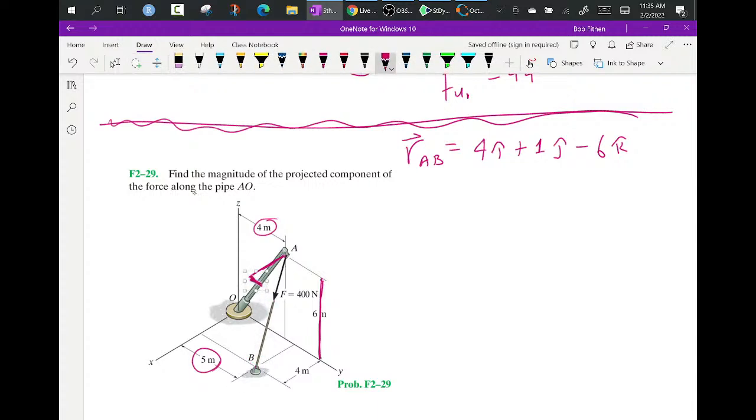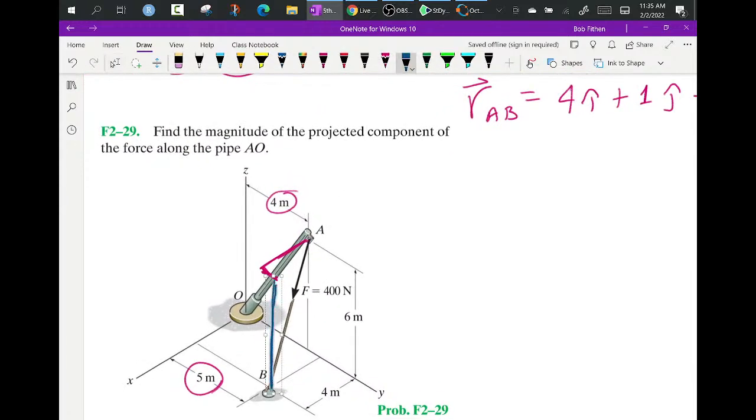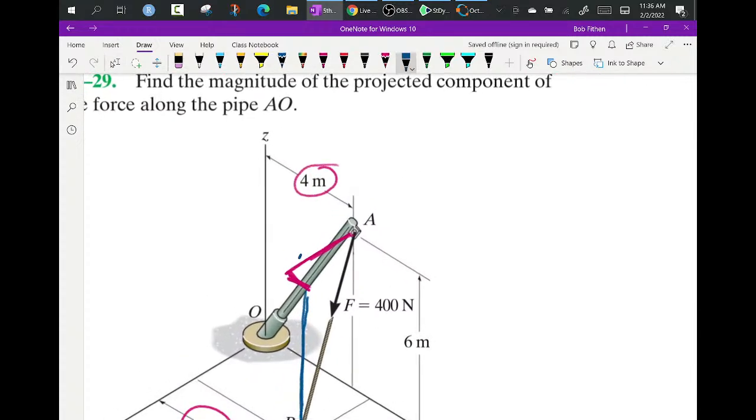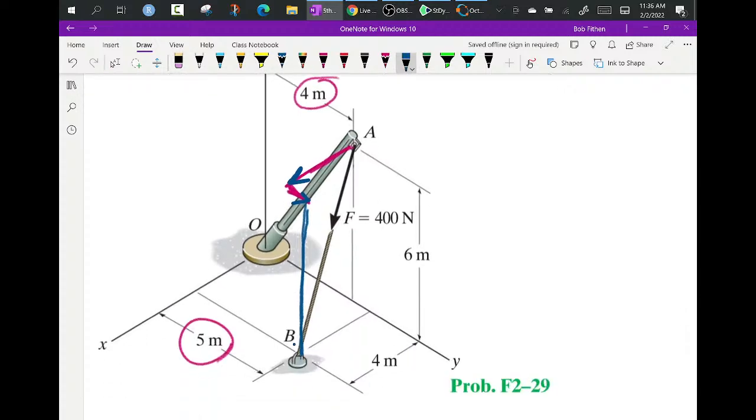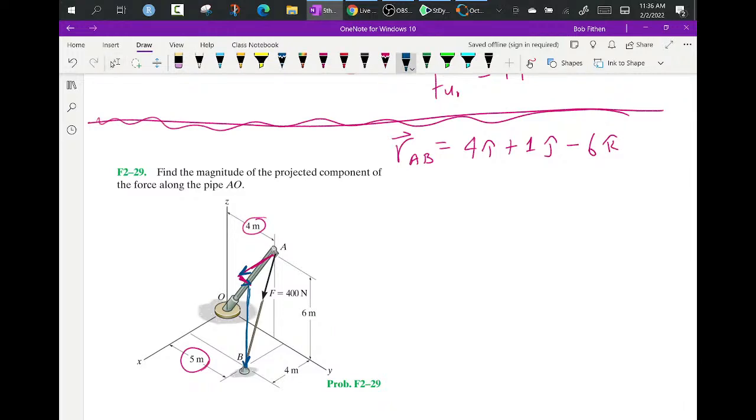I go that far, and then I go up there. So looking at it, hey, cool. Okay, now what do I do? So in other words, I went a distance of 4, then I went a distance of 1, and then I did a distance of 6. So I got an RAB. So I want a unit vector AB.